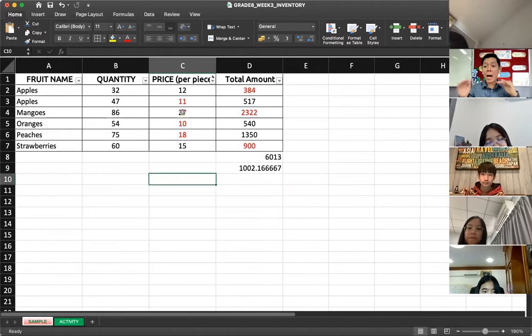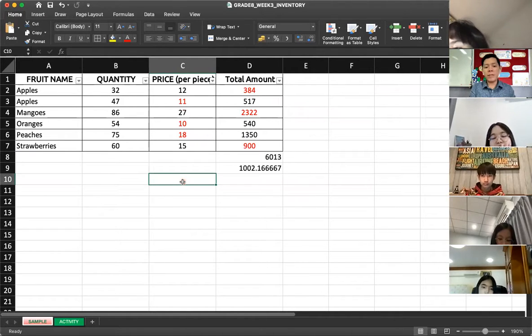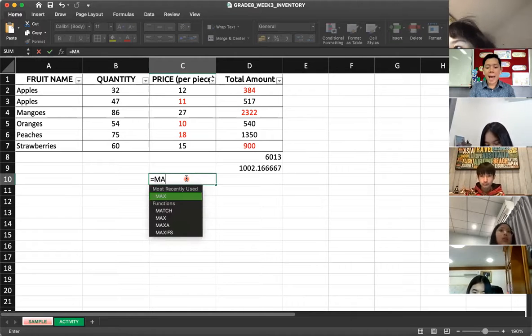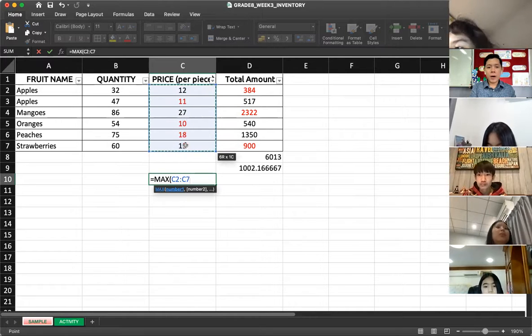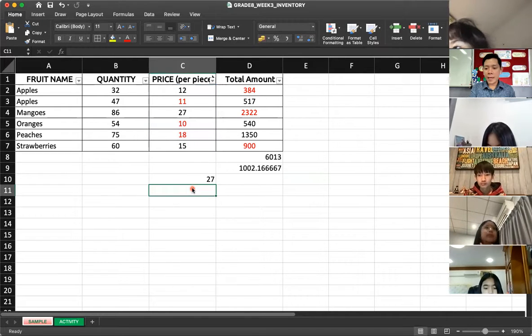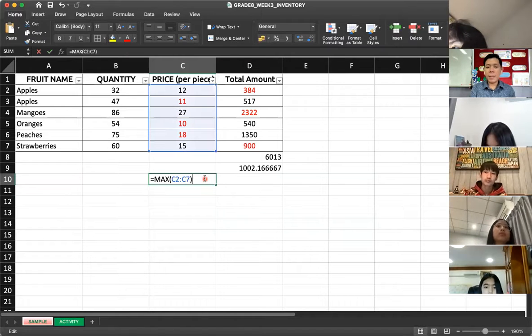In Excel, we have maximum and minimum. Do you know maximum and minimum? Maximum is the highest, minimum is the lowest. In Excel, they are shortened to max and min. To get the maximum value from the given cells, all you need to do is use the equal sign and then max, and then you need to select. In this case, we will find the highest price, so we will highlight all the prices from C2 to C7, and that's it. The answer should be 27. That is how you get the maximum value.